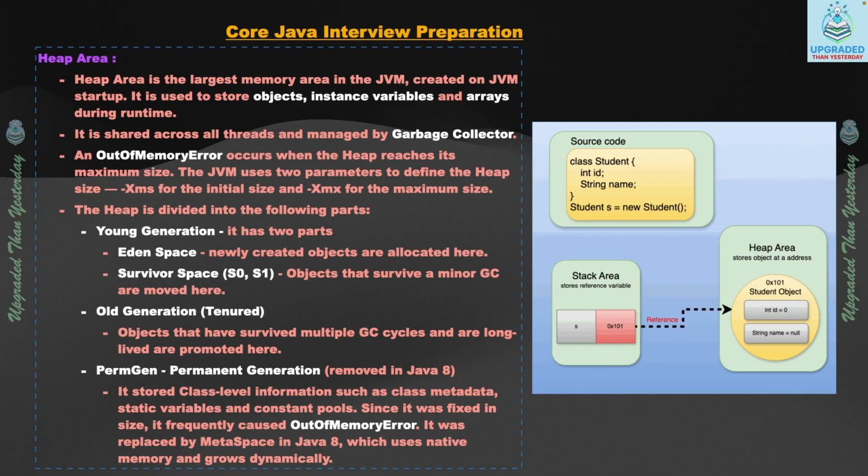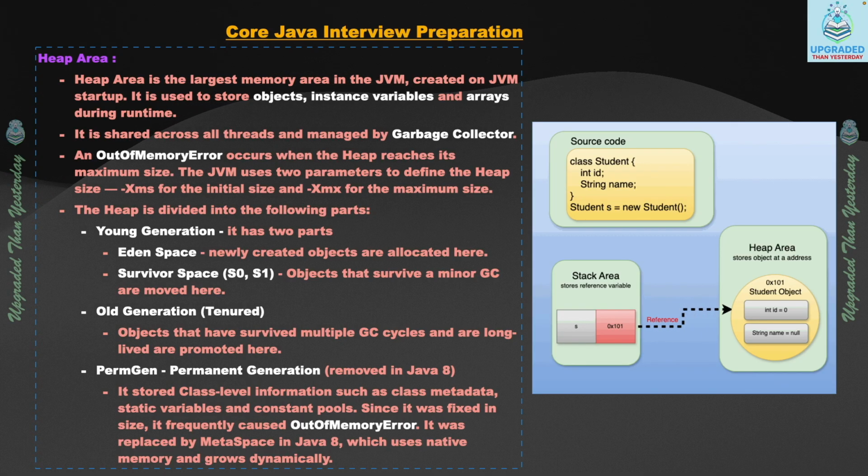PermGen or permanent generation. PermGen was part of JVM until Java 7 and was decommissioned in Java 8. It stores class level information similar to what Metaspace stores today and was part of heap area. Since PermGen was fixed in size, it frequently threw out of memory error. This limitation was the primary reason why it was replaced by Metaspace.